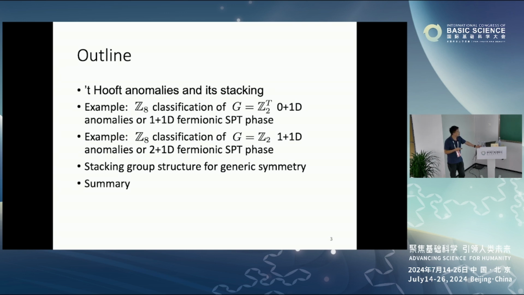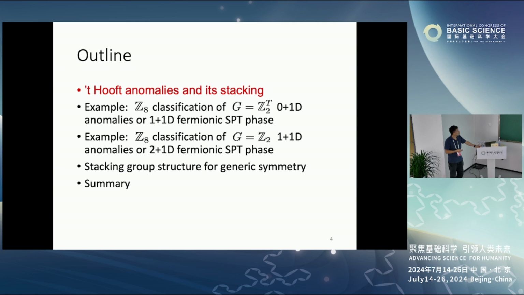And the second example is one higher dimension. It's a 1 plus 1 dimensional spin chain. And we ask, what is the anomaly for this system with a unitary Z2 symmetry? Previously it was Z2T, now it's a unitary Z2. It is related to a 2 plus 1 dimensional Fermionic SPT state that I will define later, and the classification is also Z8. And then later I will tell you how to generalize this result to an arbitrary symmetry group.